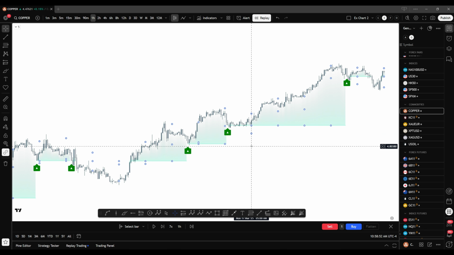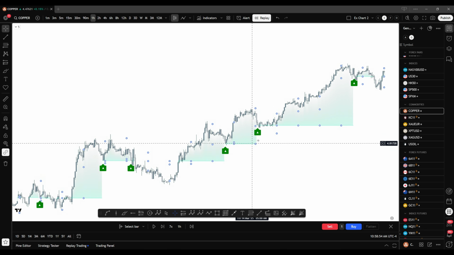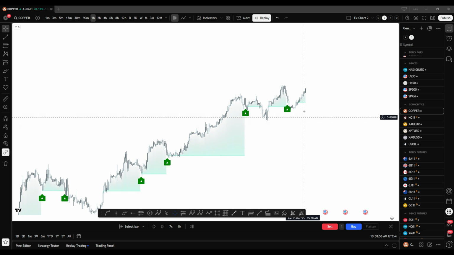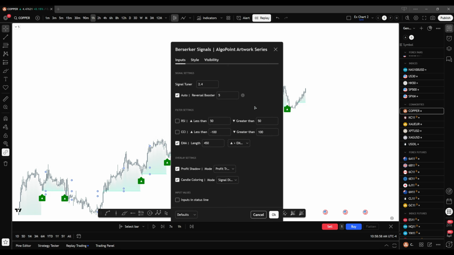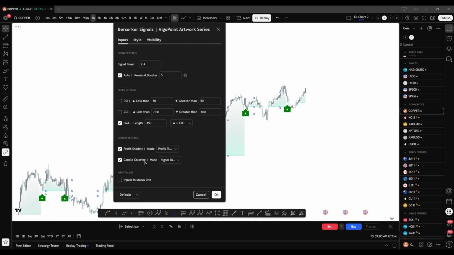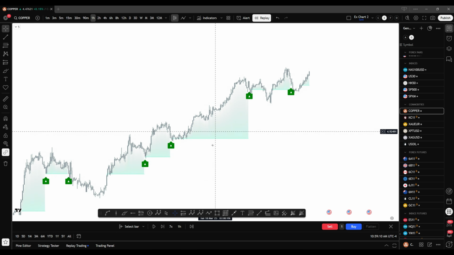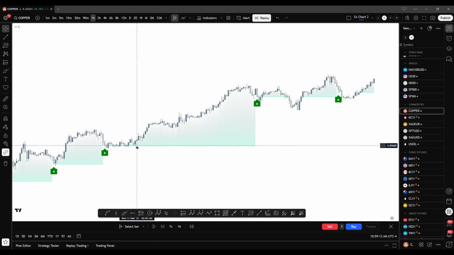Next, strategic value. Does it help refine entries, exits, or confirmations? Yes, it can. I believe there's another way to show, like, let's see, maybe profit channel. Okay, yeah, like the profit channel, I guess it tells you once the channel stops printing, that's where you would exit, I'm assuming.